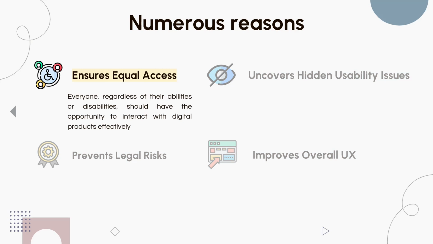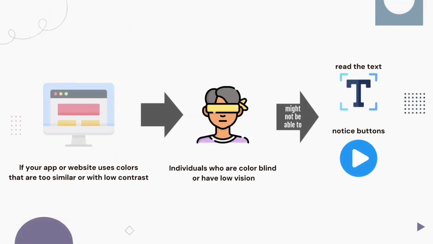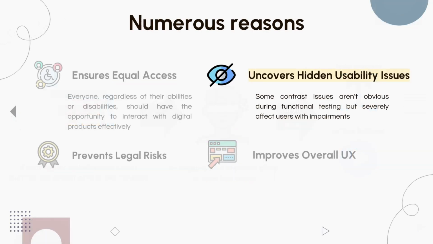Firstly, it ensures equal access for all users. Accessibility is a fundamental principle of inclusive design, meaning that everyone, regardless of their abilities or disabilities, should have the opportunity to interact with digital products effectively. If your app or website uses colors that are too similar or with low contrast, individuals who have difficulty seeing clearly, such as those who are colorblind or have low vision, might not be able to read the text or even notice important buttons. Good color contrast helps make sure everyone can access and use your interface, no matter the visual ability.